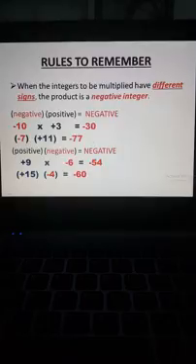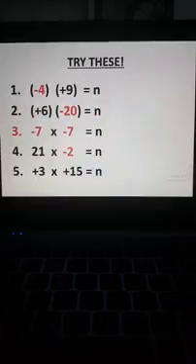Easy, right? So let's try. I want you to copy these 5 questions in a piece of paper and pause the video while you're solving. When you're ready to check your answers, you may replay the video. Are you ready to check your answers?